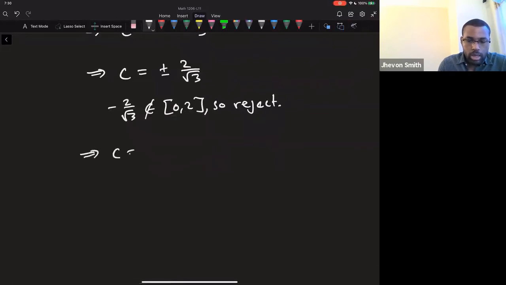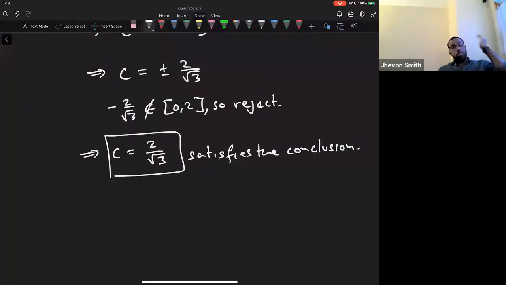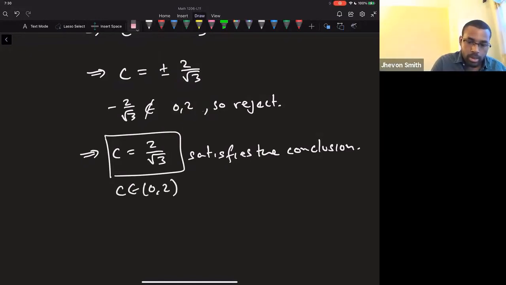And C equals 2 over root 3 satisfies the conclusion. Right? That guy's definitely less than 2, and it's still positive, so it's bigger than 0. It's definitely in 0 to 2. So that's that.